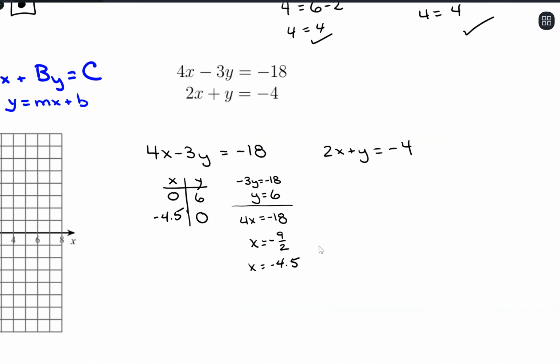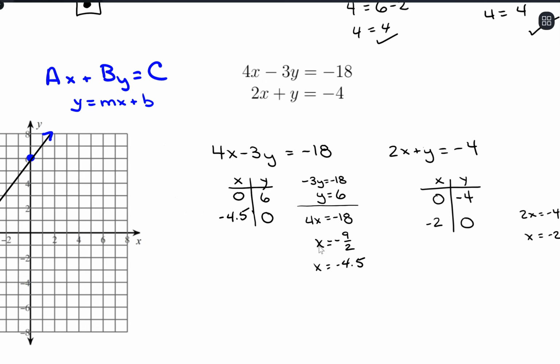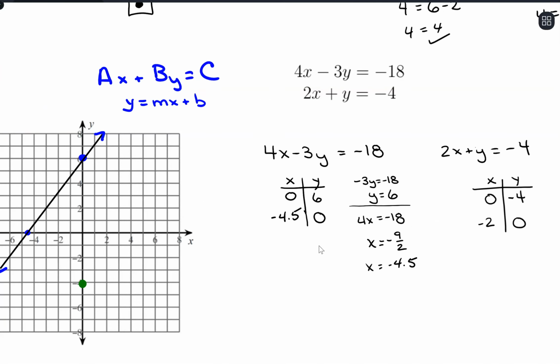Now let's do the same thing for the other. So just a quick table with x and y. We're going to let x equal 0, and then a second case where we're going to let y equal 0. So if we set x equal to 0, we're just going to get y equals -4. If we set y equal to 0, so 2x equals -4, so x is -2. All right, this one isn't too bad. So (0, -4), and then (-2, 0).